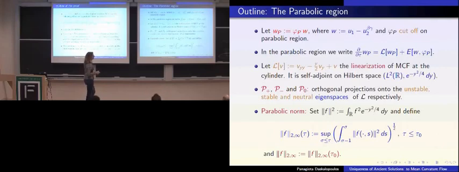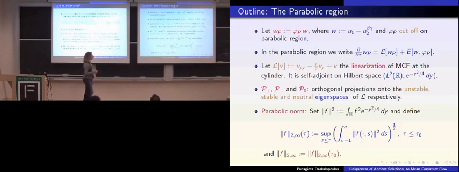Now, in the parabolic region, let's first look at W_P, which is the difference. W is always now the difference of the two solutions multiplied by the cutoff function phi sub p. So we concentrate now on the parabolic region. We linearize, and we know that in the parabolic region any solution is like the cylinder. So you write L of W_P, where L is just the linearization of the cylinder, an operator that we know very well, plus error terms. Because of our asymptotics, here is where we use them, we know that this is kind of small.